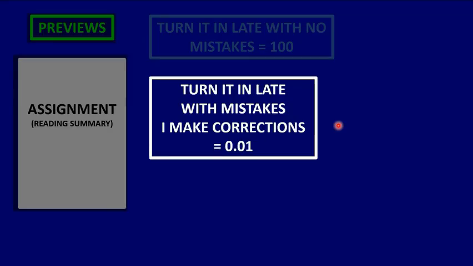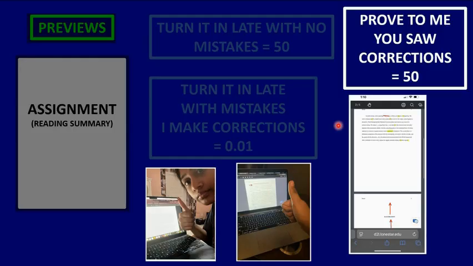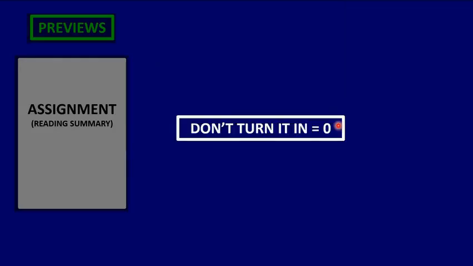If you turn it in late with no mistakes, I'm going to give it a 50. If you turn it in late with mistakes, it's going to be a 0.01, and I'm going to give it the corrections. Same thing. If you show me that you've seen the corrections, I'll bump it up to a 50. And then if you don't turn it in, obviously it's a 0.